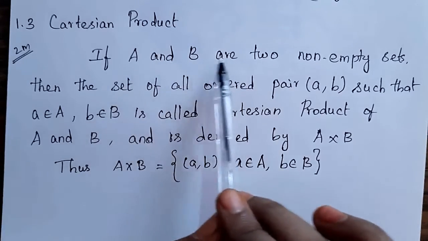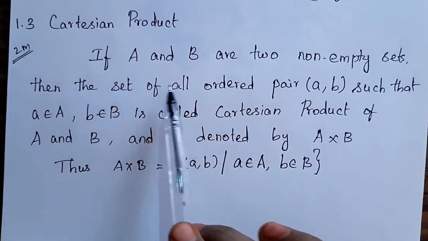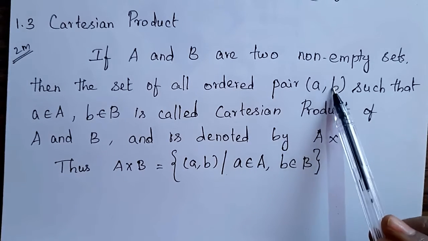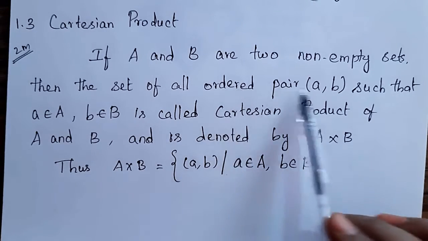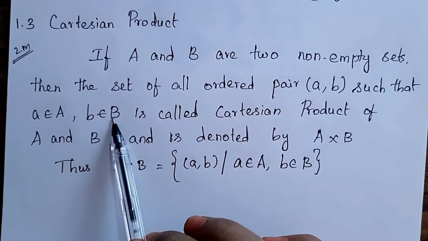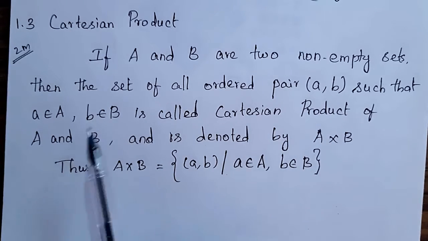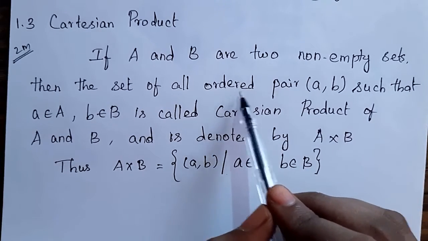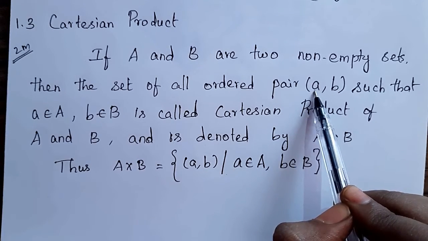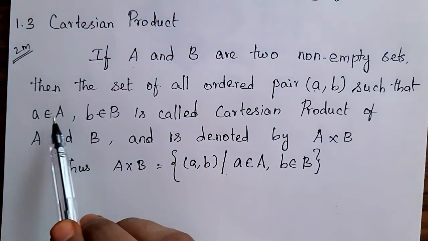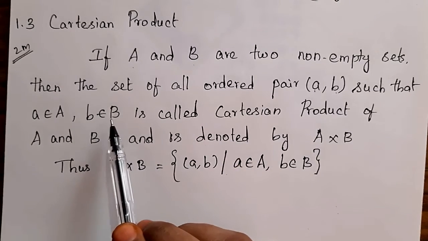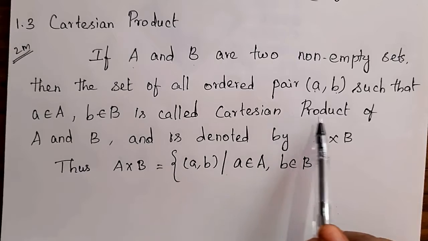So if A and B are two non-empty sets, then the set of all ordered pairs a comma b, such that a belongs to A and b belongs to B, is called the Cartesian product of A and B. The meaning is, if you write the ordered pair a, b, the rule is that the small a should be from the set A, that is a belongs to A, and the small b belongs to the set B, that is b belongs to B. This is called the Cartesian product.